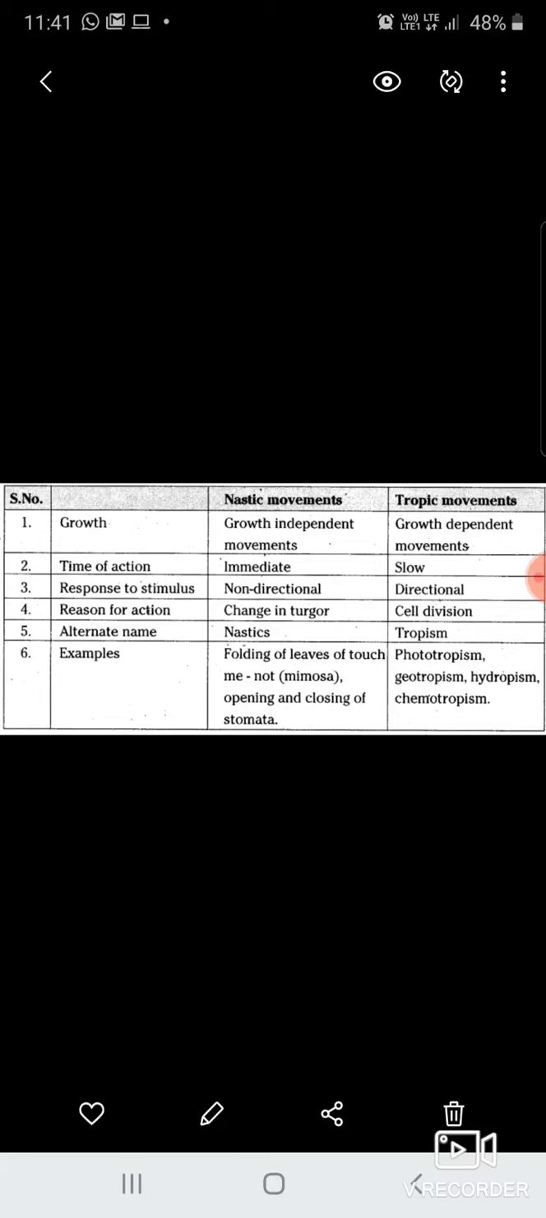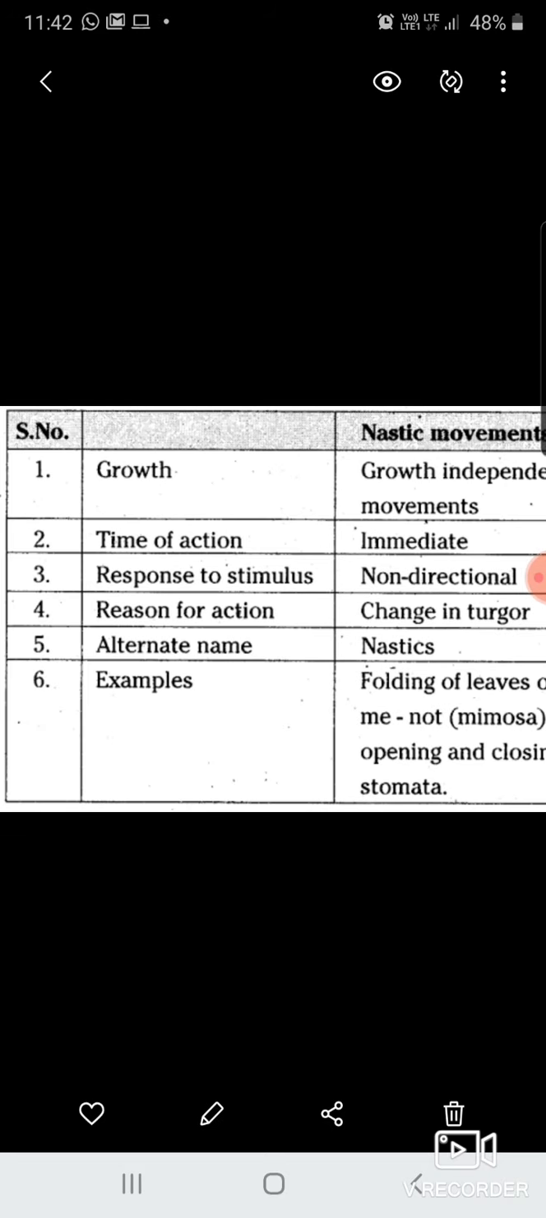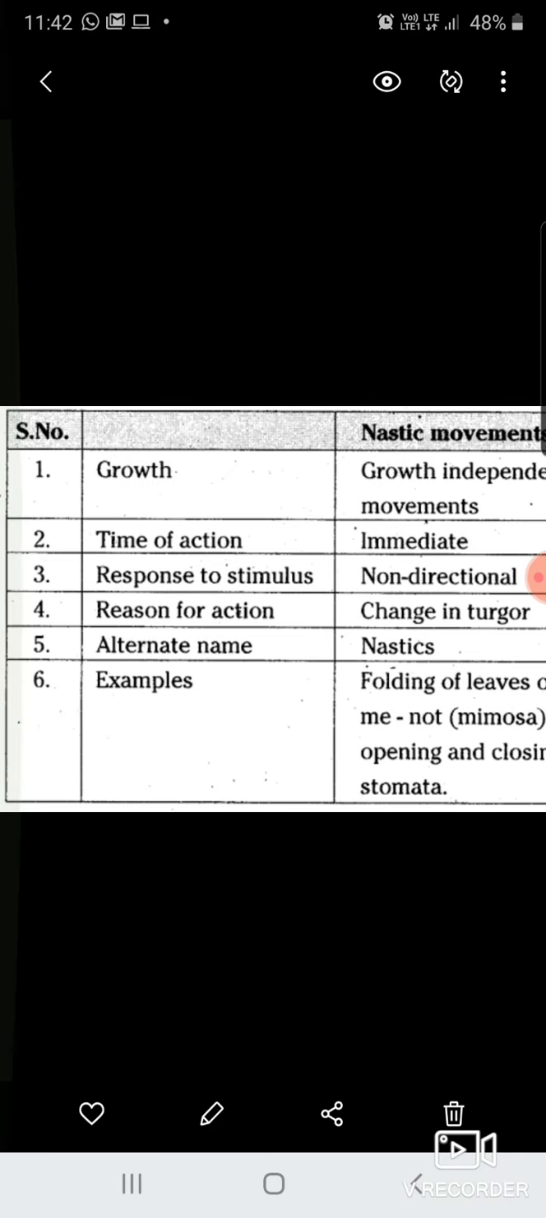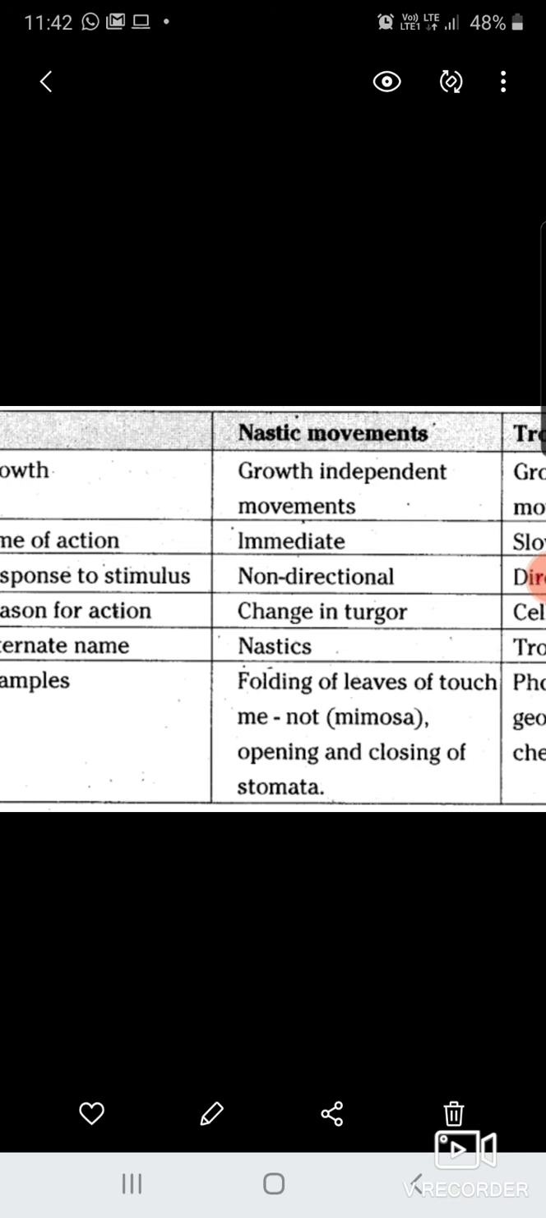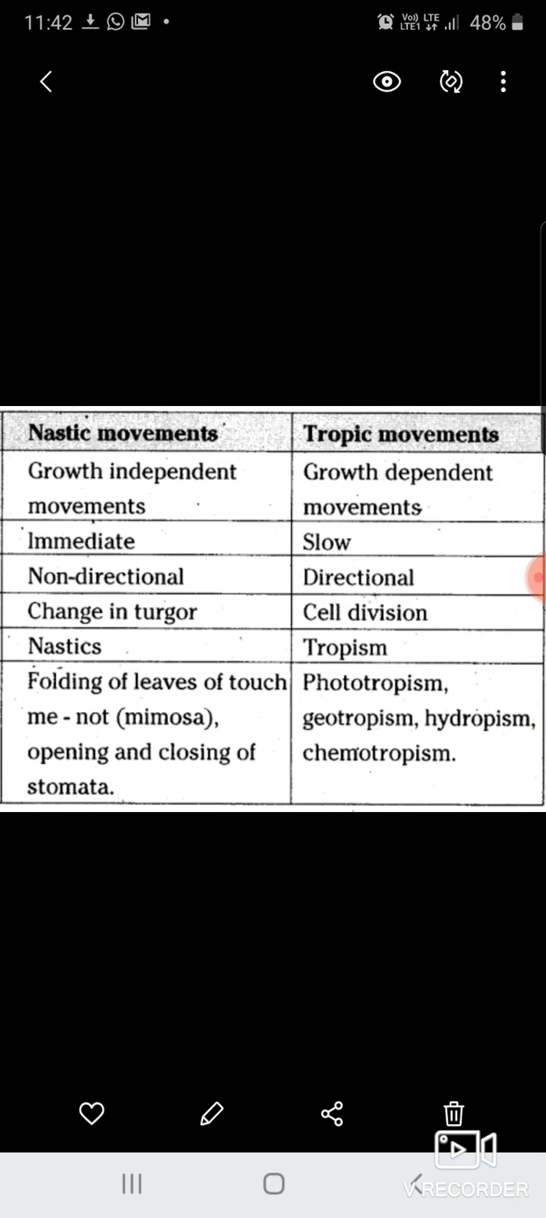Hello students, today in this module we are going to discuss the difference between nastic movements and tropic movements. So let's begin. These are the two types of plant movements shown by plants, and there is a great difference between the two. The very first is regarding growth. Nastic movements are growth independent movements. In these, the plant does not grow, and the movement is not because of growth. Whereas in tropic movements, the movement is actually caused by the growth of the plant.